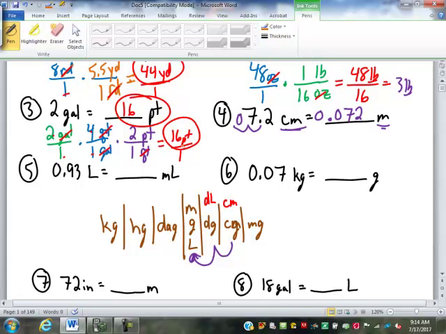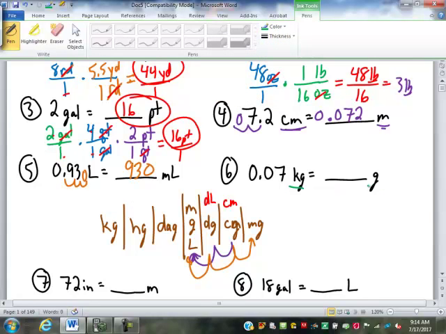0.93 liters going to milliliters. Liters would be right here. 1, 2, 3 spots to the right to get to milliliters. So here's my decimal point. I have to go 1, 2, 3, add a 0. That's 930 milliliters.